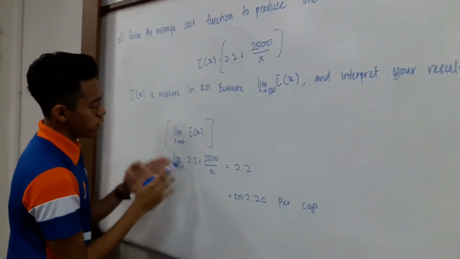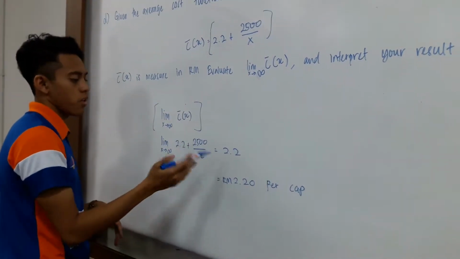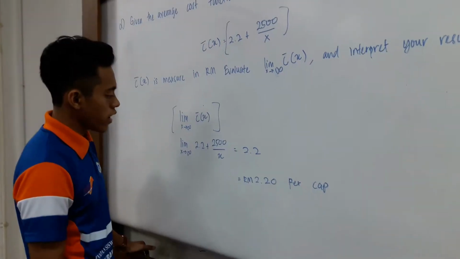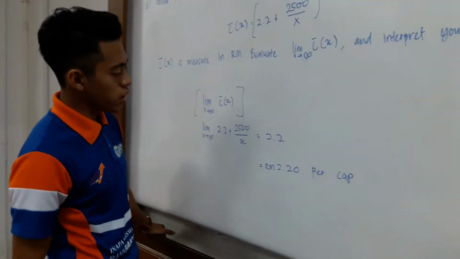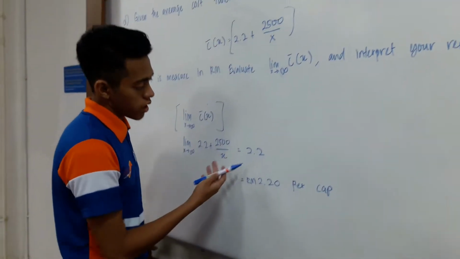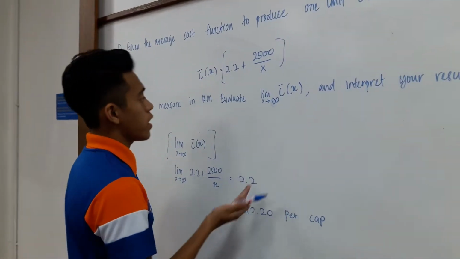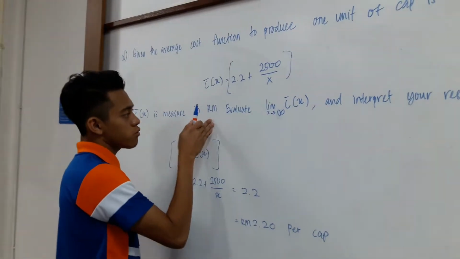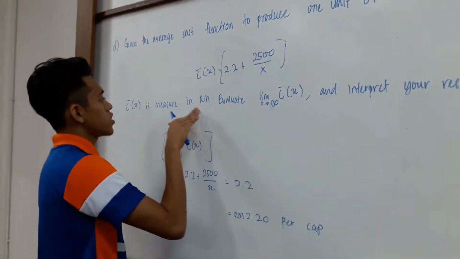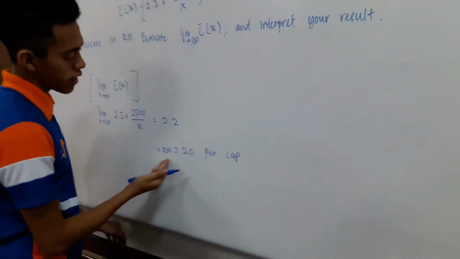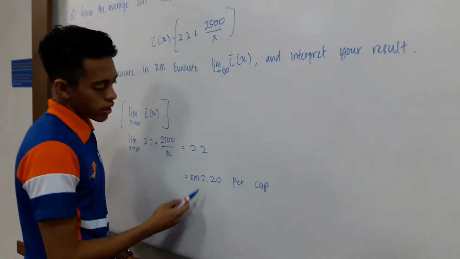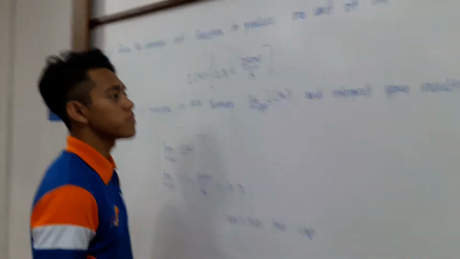So we take this limit and substitute everything together. It becomes the limit of 2.2 plus 2500 over x as x approaches infinity. As x approaches infinity, the total cost we get is 2.2. Following the question, the measure is in RM, so we put RM here, and it becomes 2 ringgit 20 cents per cat.